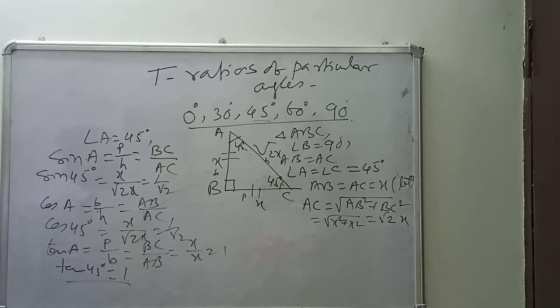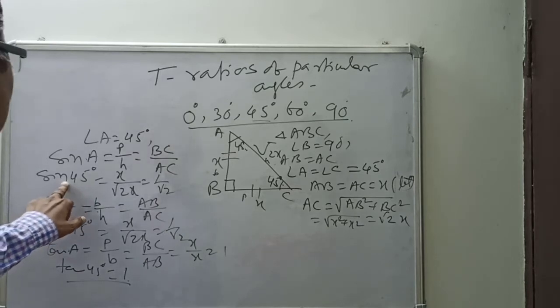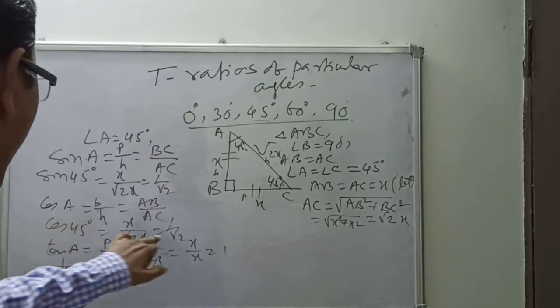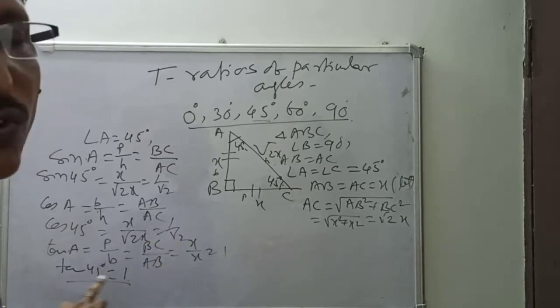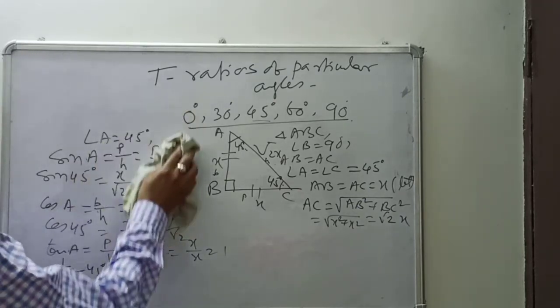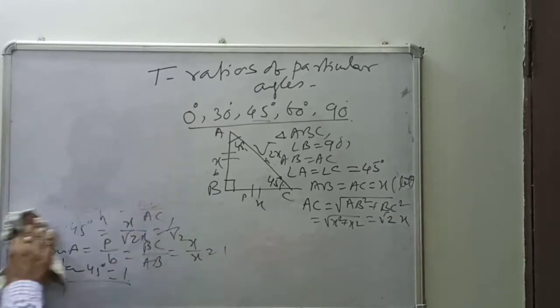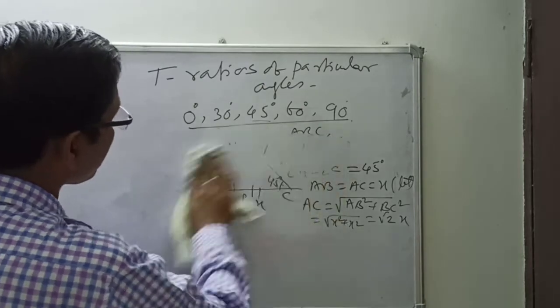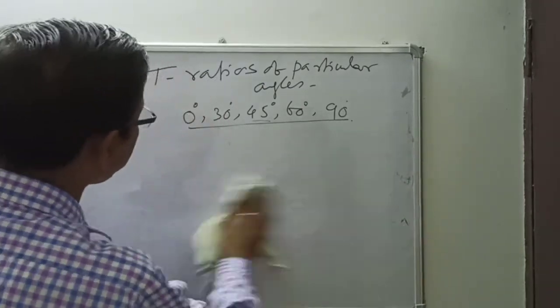They are reciprocal. So cosec 45 will be root 2 by 1, the reciprocal of cos, sec 45 will be root 2 by 1, and cot 45 will be 1. So from there we got the values for 45 degree. Now next we have to get 60 degree and 30 degree. This 60 degree and 30 degree we can get from the same figure.